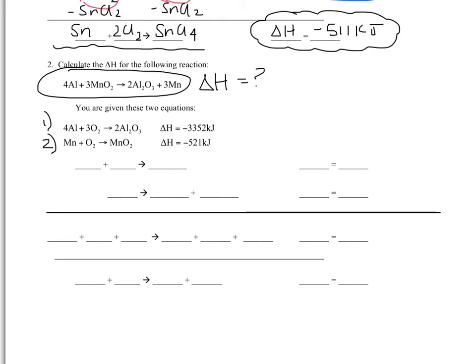And if I just take a close look at this, I will notice that in my desired equation, I want to have 4 aluminums on the left-hand side. And I'm already getting that from my first equation here. I will notice that I want to have 2 aluminum oxides on the right side, which I'm already getting from my first equation, which makes me think that that first equation is probably something I want to leave pretty much as is, which is what we did with both of the equations in the previous problem.